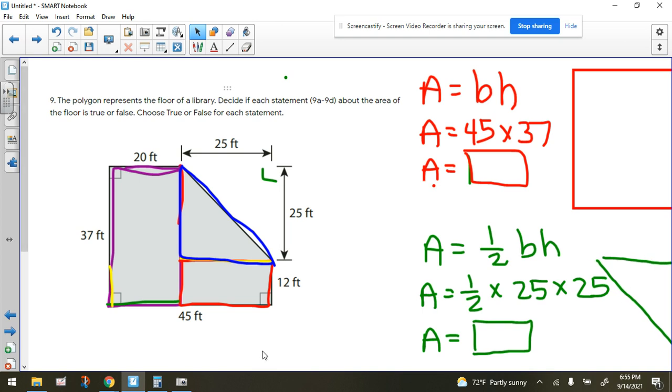But some exceptional math students usually like to try more than one way to make sure that they get the same answer, because you should. If you use multiple strategies, you should end up getting the same number.